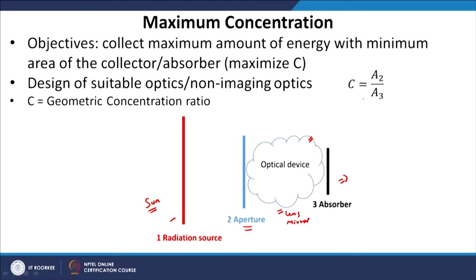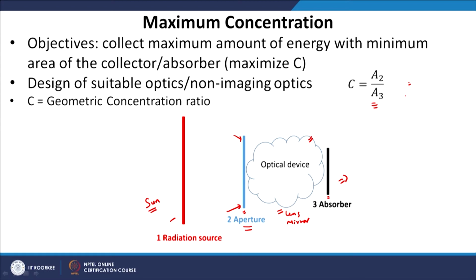The concentration is defined as A2 by A3. The amount of radiation that we actually collect is equal to the area A2 of the aperture. All the radiation that passes through A2 we have collected, and all this radiation we have focused onto a small area A3, which may actually be very small. We have seen that it could be a difference of 1000. If we have a concentration of 1000, it could be 10,000 for certain applications.